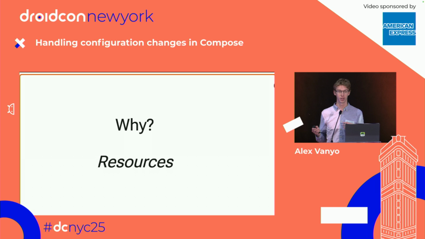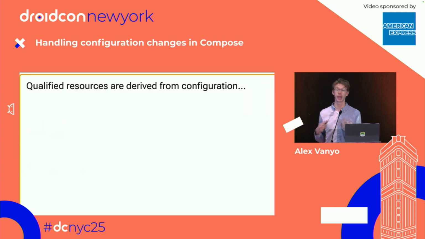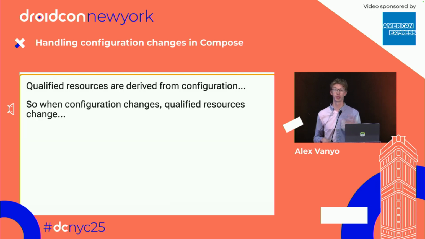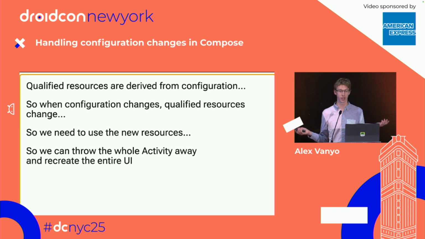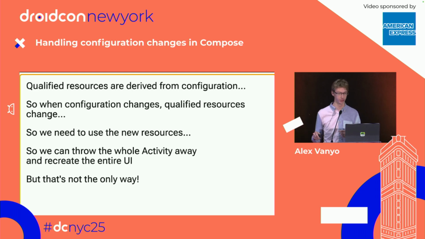Basically, configuration determines what resources your app is using at any given time. So when you qualify resources for different configuration values, you get different resources based on the configuration. So when the configuration changes, the qualified resources change. And therefore, we need to use those new values, so we can throw away the entire activity and recreate the entire UI to guarantee that we're using all those new resources. This works. This is a way to make sure that you use all the new resources when the configuration changes, because that might change which resources are available. But that's not the only way. That's the default way, but that's not the only way.